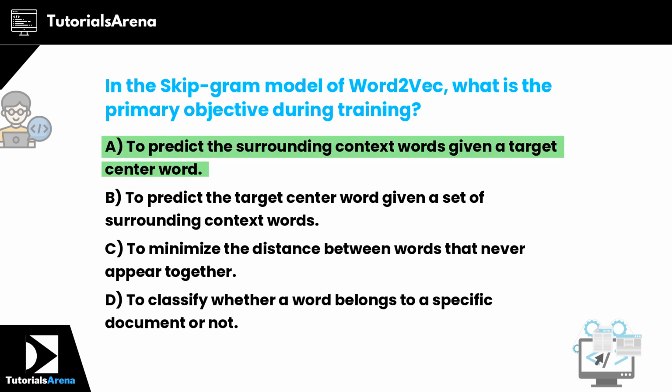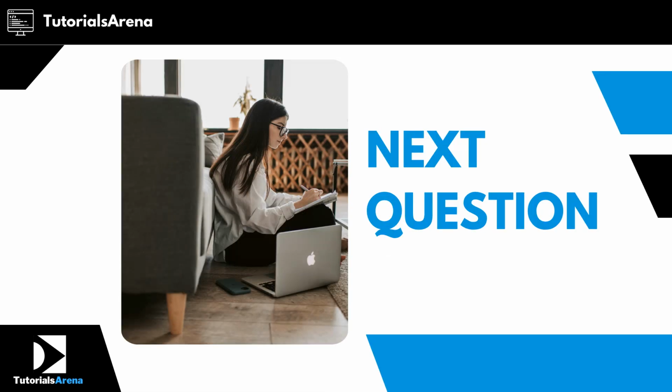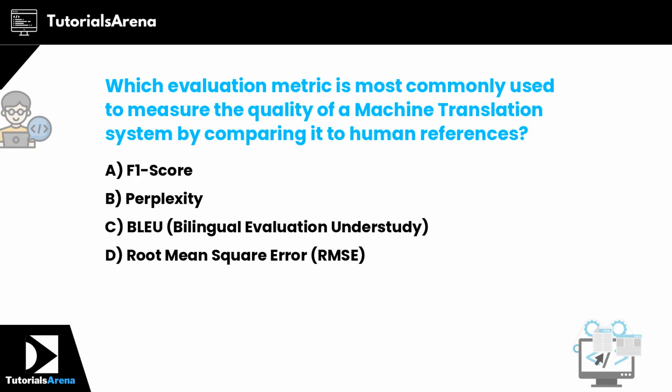The correct answer is option A. To predict the surrounding context words given a target center word. Which evaluation metric is most commonly used to measure the quality of a machine translation system by comparing it to human references?